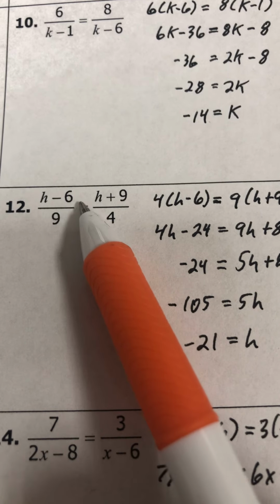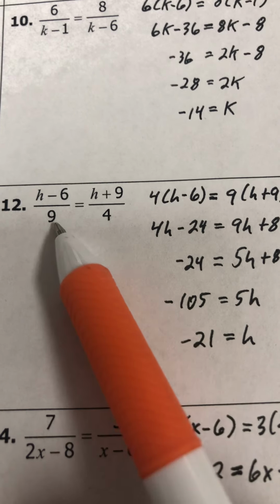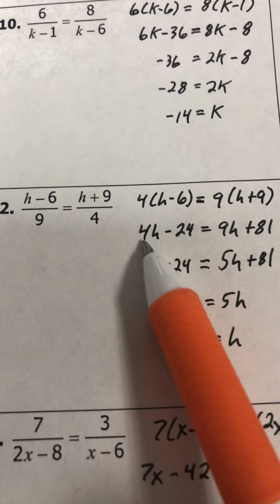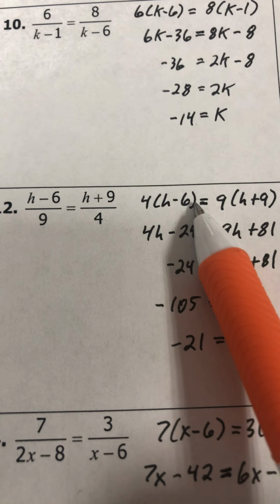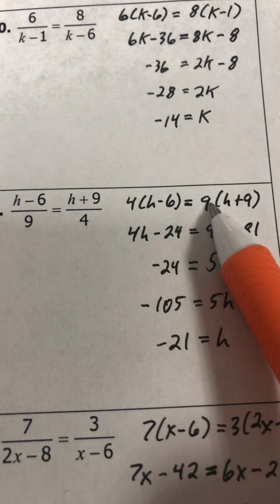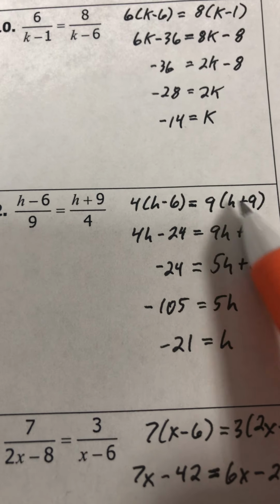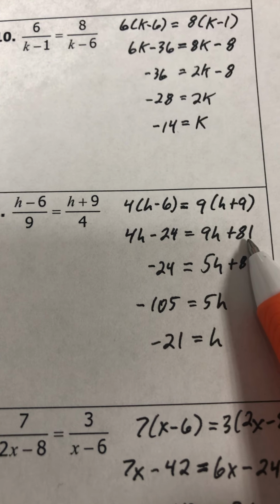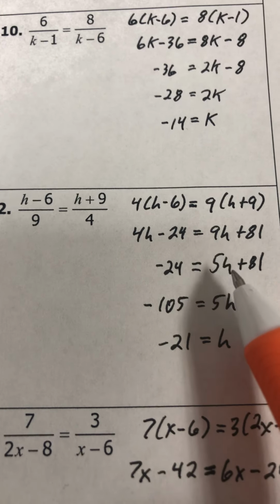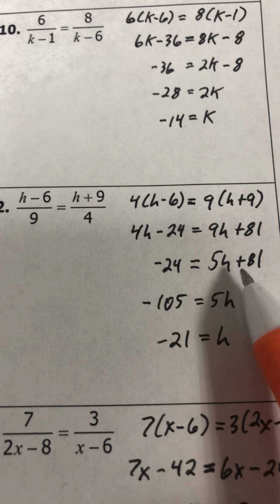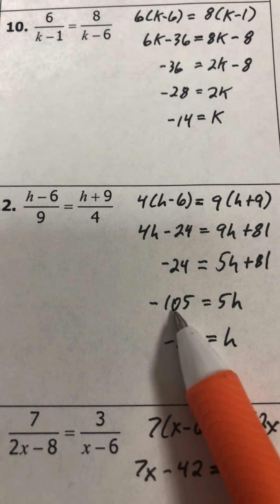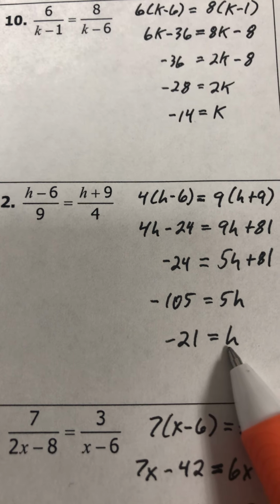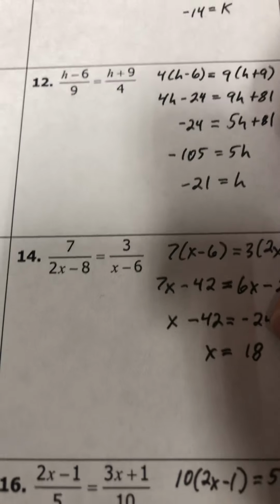4 times h minus 6 looks like this. 9 times h plus 9 looks like this. 4 times h is 4h. 4 times a negative 6 is negative 24. 9 times h is 9h. 9 times 9 is positive 81. I subtract 4h from both sides. I subtract 81 from both sides. I divide both sides by 5. End up getting negative 21 equals h.